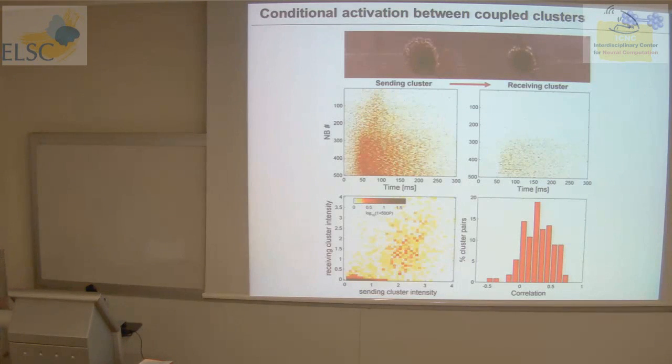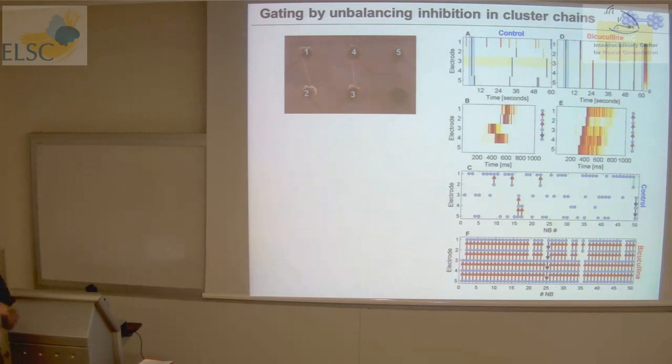This is a probability plot. So the light spots say that there is a small probability of getting a burst with this intensity in the receiving cluster and this intensity in the sending cluster. Altogether, you see that most of the bursts with high intensity in the receiving cluster are concentrated here, which means that they also have a high intensity in the sending cluster. So we've seen that there is a conditional activation between connected subpopulations.